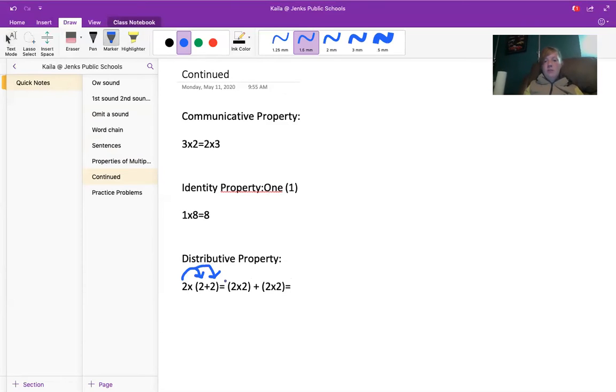Okay, my next step is to do the multiplication in each of those groups. So 2 times 2 is 4. And then I come to my second group. I don't add anything yet. 2 times 2 is 4. Now I add those two numbers together. Make sure you pay attention to the signs. We did this a while ago back in the fall semester, so I know that this has been a while. That's why we're reviewing it. And 4 plus 4 is 8.